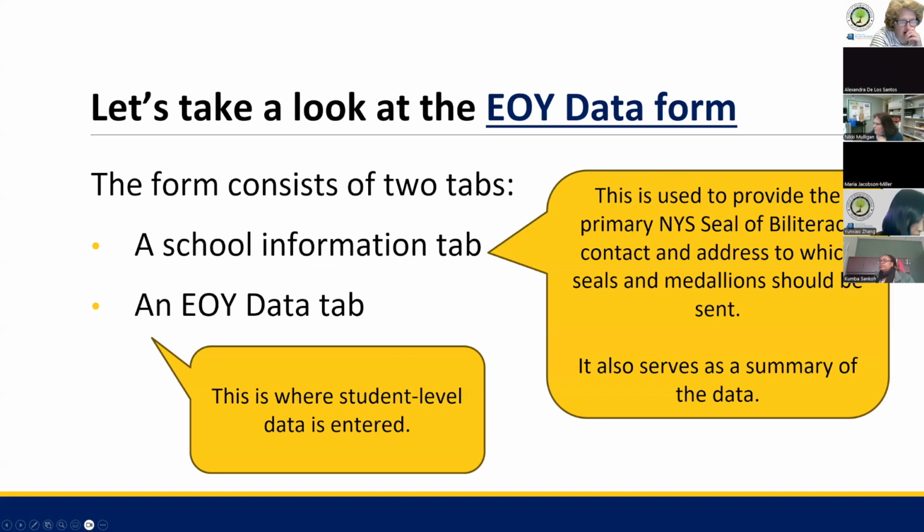So we're going to take a look right now at the actual end of year data form. Before I open this up, I want to let you know that the form consists of two tabs. The school information tab is where you're going to put the name of your SEAL contact to whom I should send the SEAL and medallions, as well as the address that that person is at. The end of year data form tab is where you're actually going to enter the student level data.